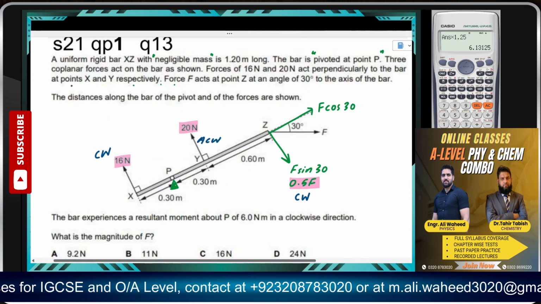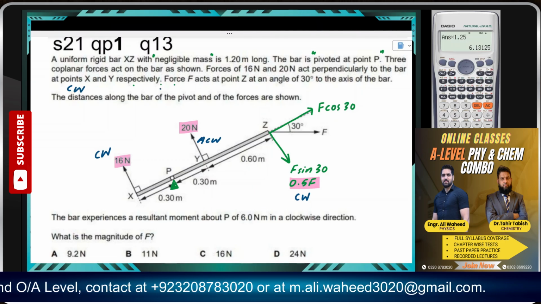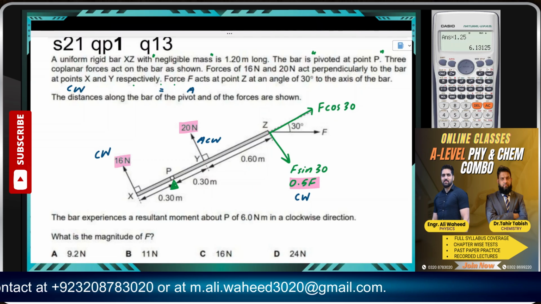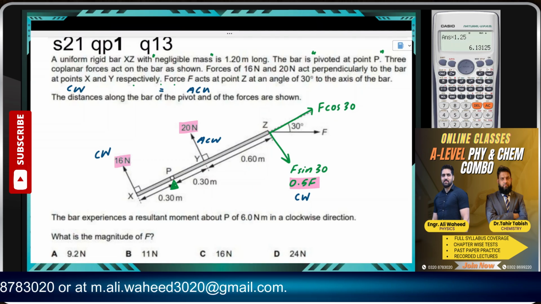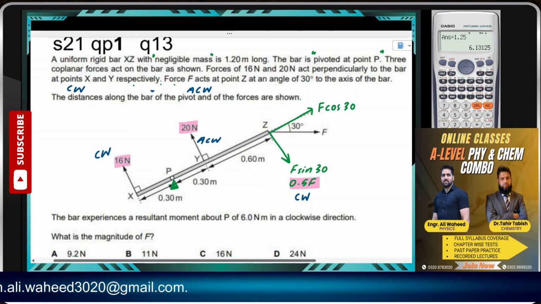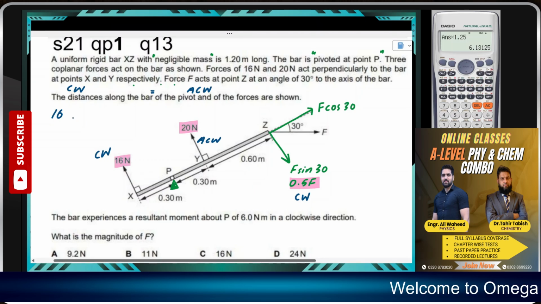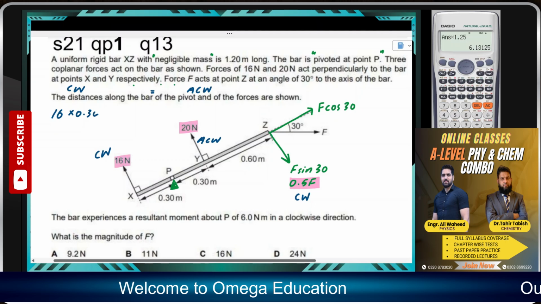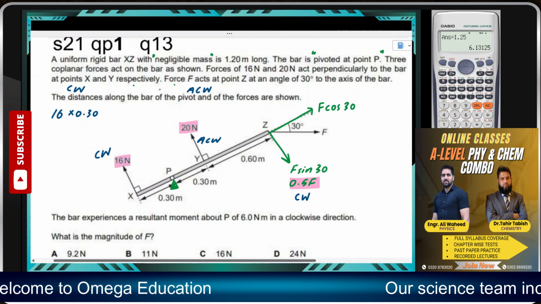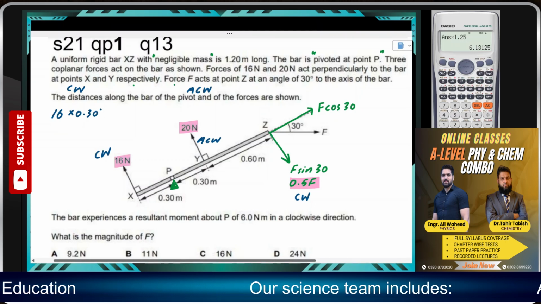let me write over here, clockwise on the left side of the equation and anti-clockwise on the right side of the equation. Let's do it this way. So what do we have clockwise? 16 times the perpendicular distance of that force, which is 0.30. Sorry, these two are not equal. This is the first clockwise.